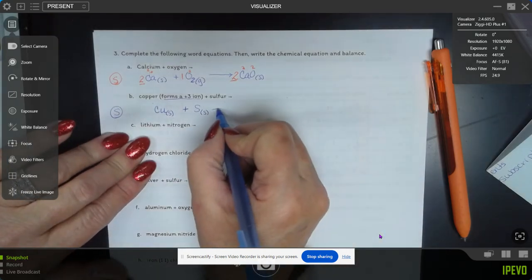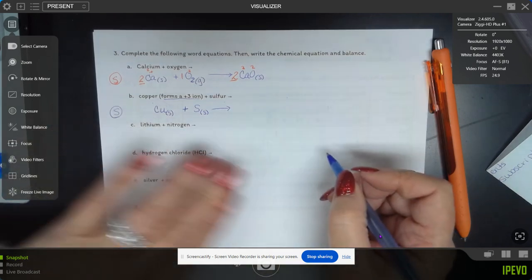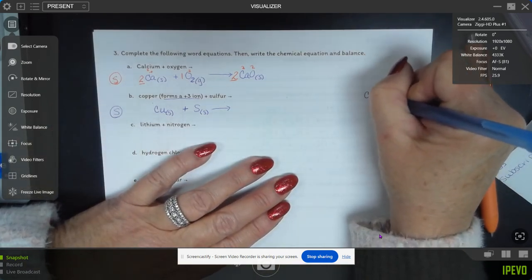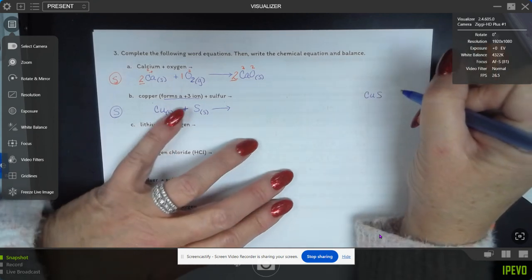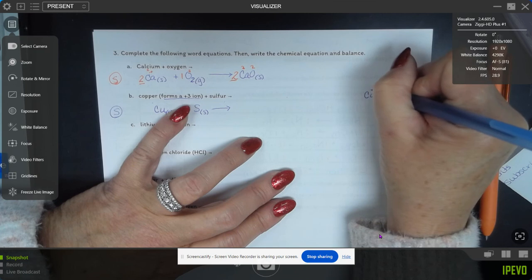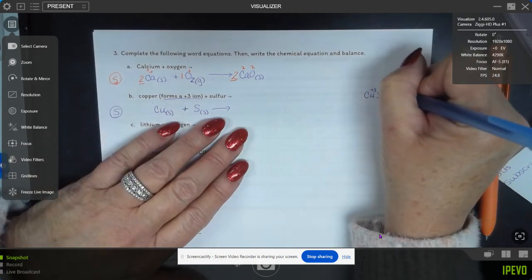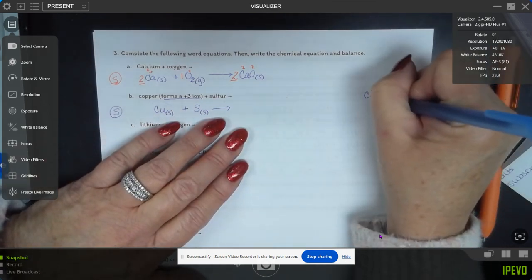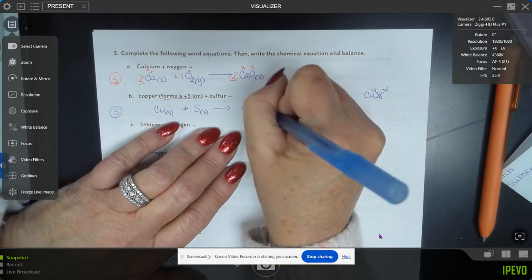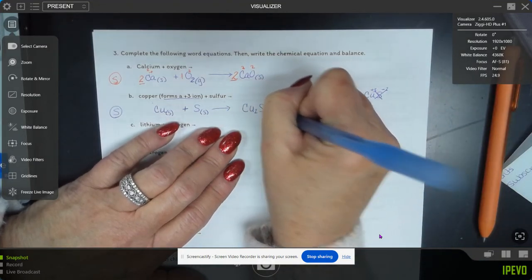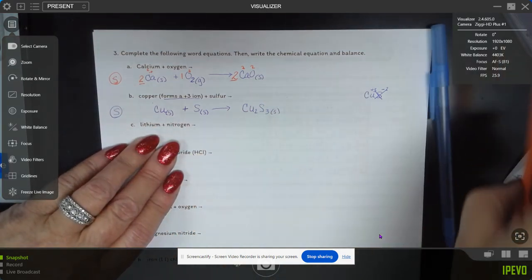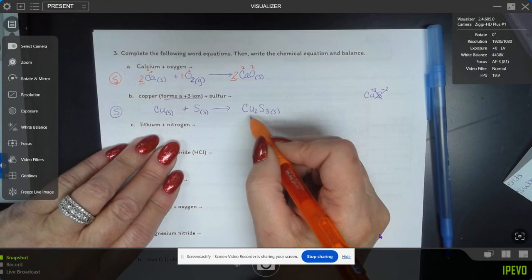So when we combine those, we're going to get a compound that is, and I'm going to write this over here because I've got room, copper sulfide. But we've got to look at our charges. Copper is +3. Sulfur, if you look on your periodic table, is -2. So now if we crisscross those, we get Cu2S3.